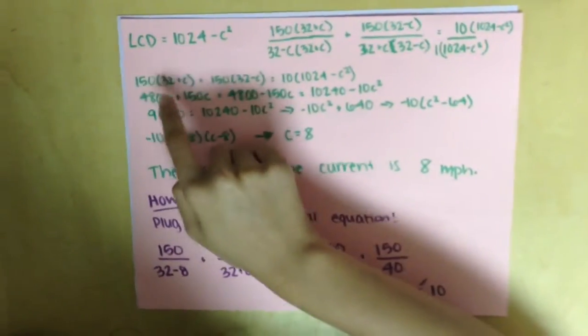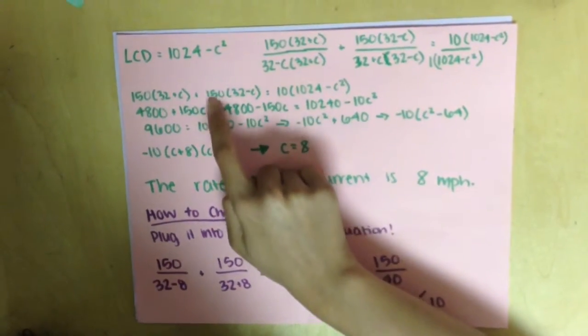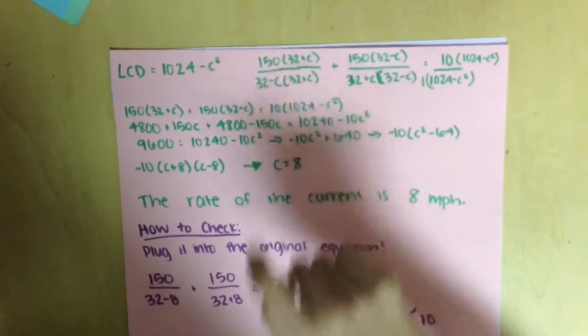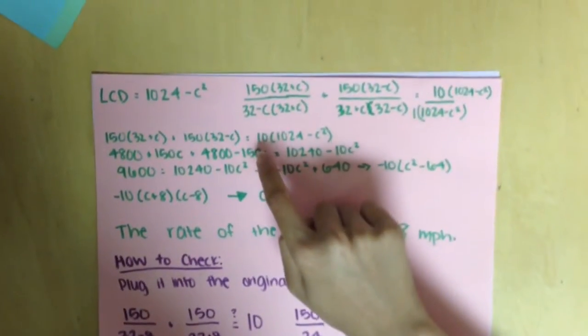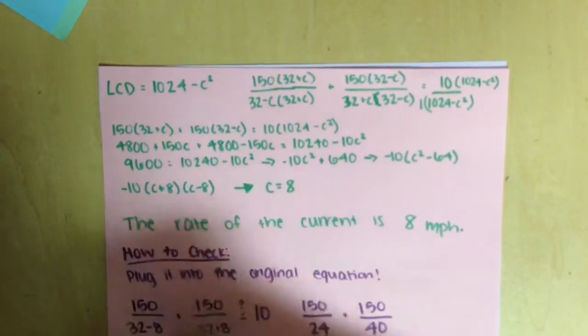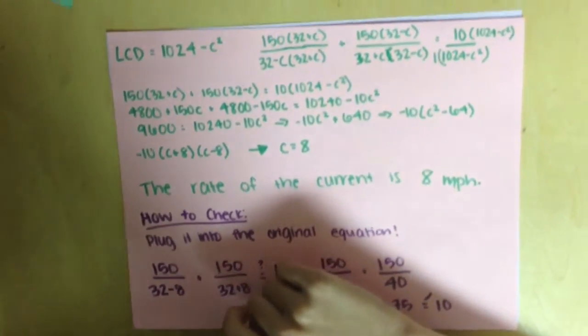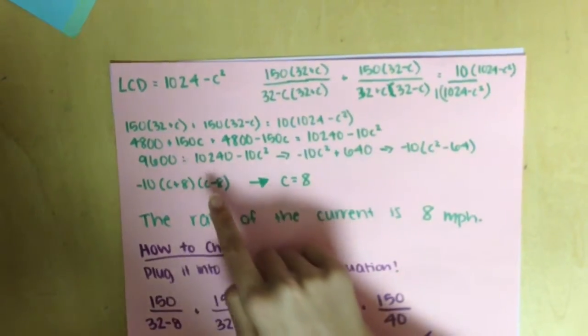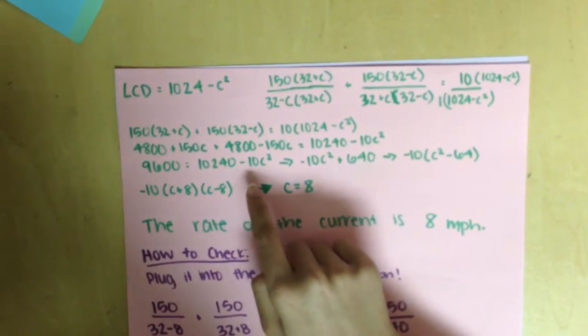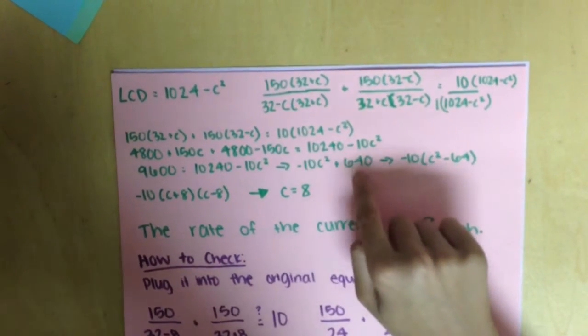And if we simplify the numerators, we get 150 times 32, which is 4800, plus 150c, plus 4800 minus 150c, equals 10,240 minus 10c squared. 4800 plus 4800 equals 9600. And if you take 150c and negative 150c and add them together, they cancel out and you get 0. So 9600 equals 10,240 minus 10c squared. If you bring 9600 over to this side, you get negative 10c squared plus 640.